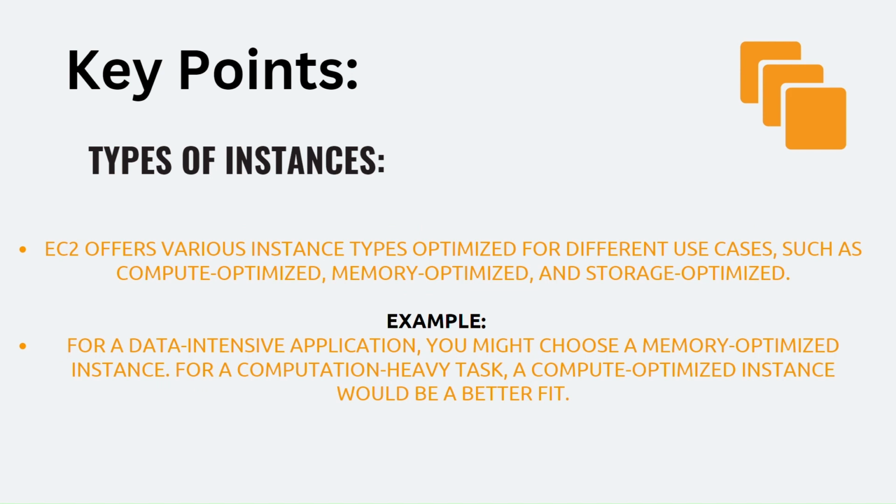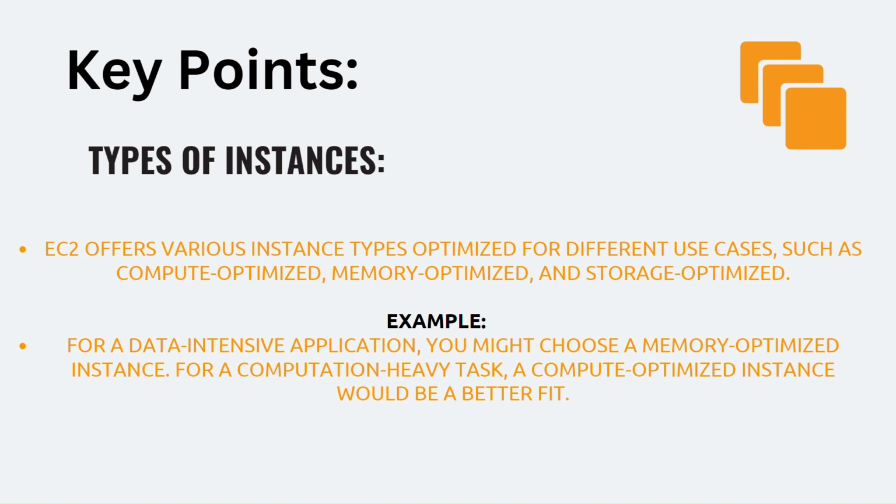types of instances. EC2 offers various instance types optimized for different use cases, such as compute optimized, memory optimized, and storage optimized. Right. So first I'll explain what is basically compute optimized.